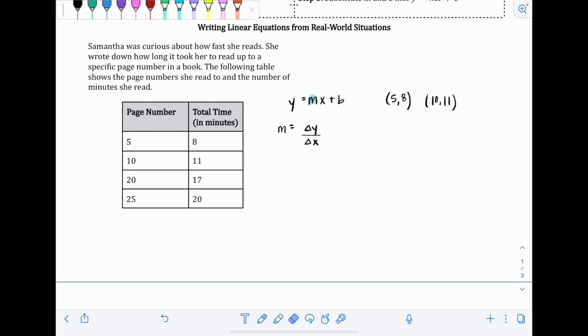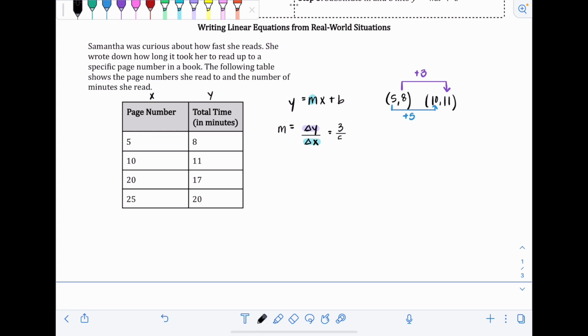If I want to find the change in y, that is, how do I get from one y to the other? So how do I go from 8 to 11? I'm adding 3. So the change in y would be adding 3. And then for the change in x, how do I get from one x to the other? I'm going from 5 to 10. So to go from 5 to 10, I'm adding 5. So my change in x would be a positive 5.